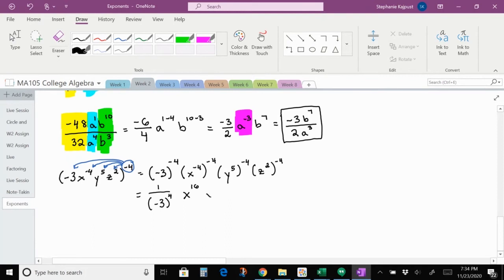And we do the same thing with y. We have 5 times negative 4. So that's going to be negative 20. And then on the z, we have 2 times negative 4. So that's negative 8. So we're multiplying our exponents, unlike the previous problem where we were subtracting because they're in a fraction. If you have an exponent on top of another exponent, you multiply.